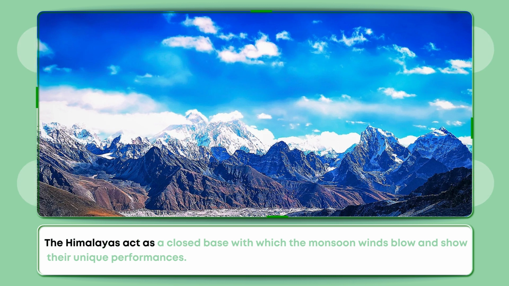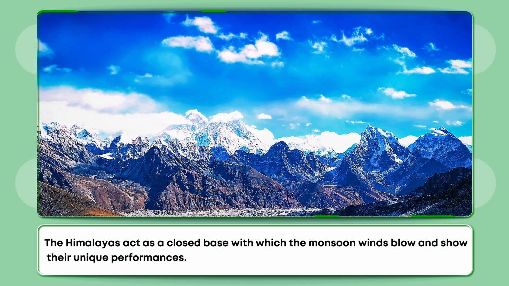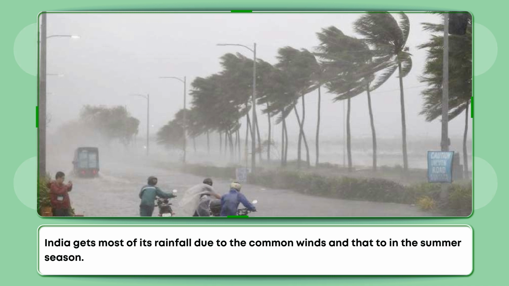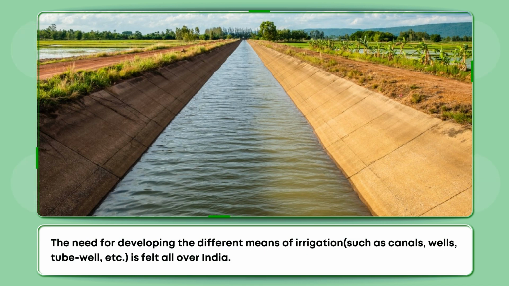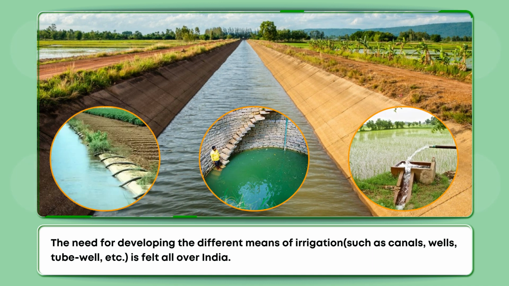The Himalayas act as a closed base with which the monsoon winds blow and show their unique performances. India gets most of its rainfall due to the monsoon winds, and that too in the summer season. The need for developing the different means of irrigation, such as canals, wells, tube wells, etc., is felt all over India.